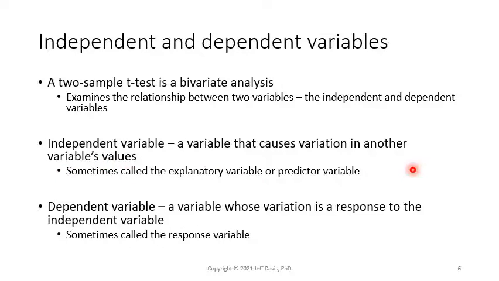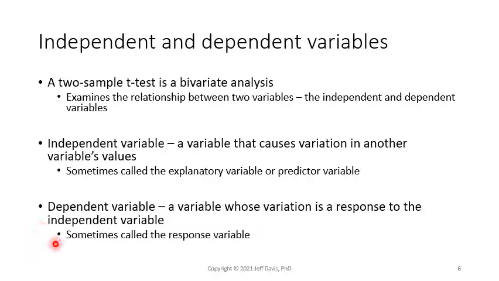The independent variable causes variation in another variable. In statistics, you'll hear this variable referred to sometimes as the explanatory variable. So it explains variation in some other variable. Or it's sometimes referred to as a predictor variable. In other words, a change in the independent variable predicts a change in some other variable, or the dependent variable. If you take advanced courses in statistics, you'll normally hear one of these two terms, explanatory variable or predictor variable.